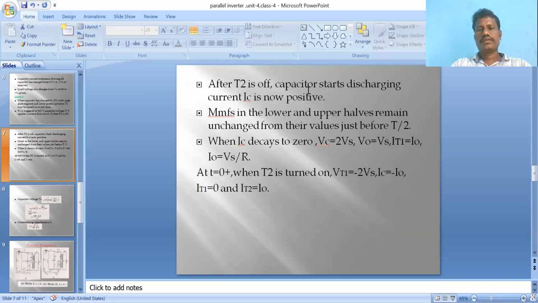After T2 is off, the capacitor starts discharging, and current IC is now positive. The MMFs in the lower and upper halves remain unchanged from just before T by 2. When IC decays to 0, Vc is equal to Vs. V0 is equal to Vs, IT1 is equal to I0. At T equal to 0 plus, when T2 is turned on, again the cycle repeats. VT1 is minus 2 Vs, IC is minus I0, IT1 is 0, IT2 is I0. T2 turns on, so IT2 is equal to I0, IT1 is 0. Like that the cycle repeats.